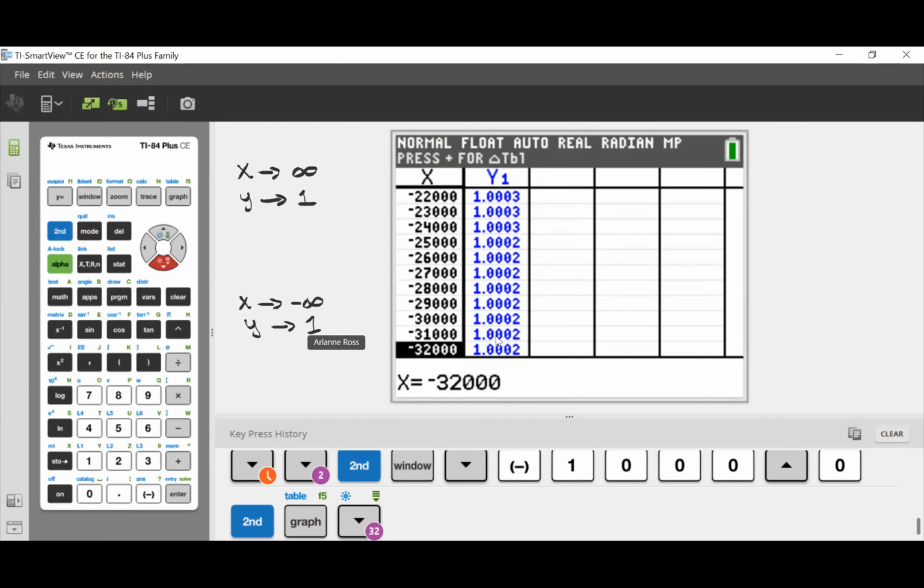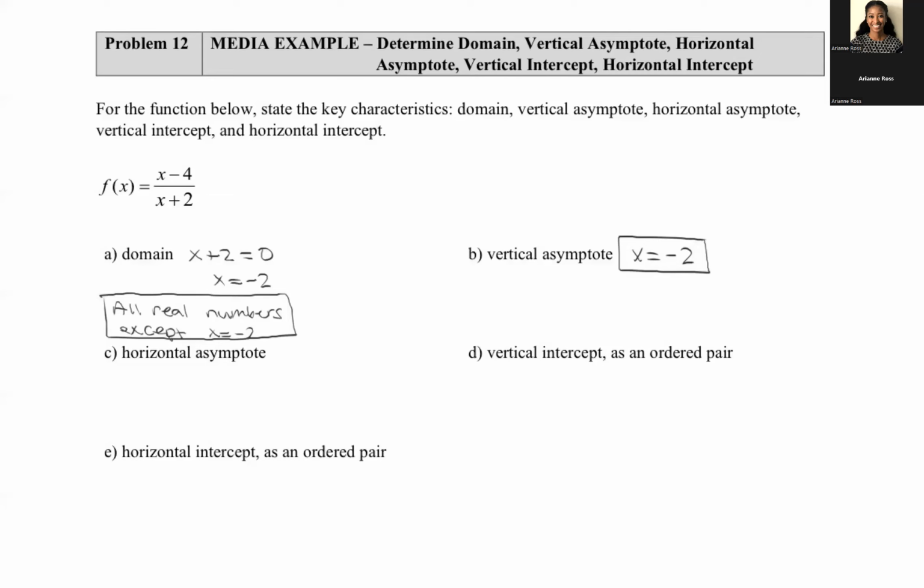These results that we're getting, we see that y is approaching 1 in both cases. This tells us that we have a horizontal asymptote at y equals 1. All right, let's go back to our workbook and write up this solution. Okay, so from the work we just did in our graphing calculator, we saw that the horizontal asymptote is the line y equals 1.